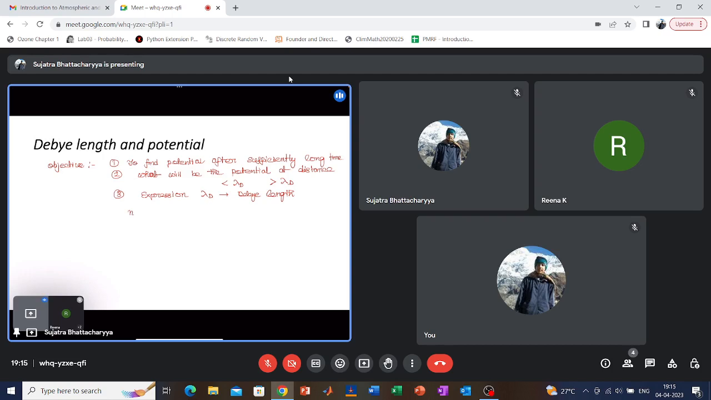So Ne and Ni are charge concentrations, nothing but the charges per unit volume. What we called earlier Ne, the charge density, is the same thing. This is the charge concentration per unit volume.